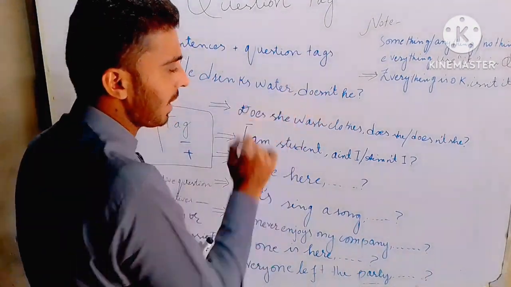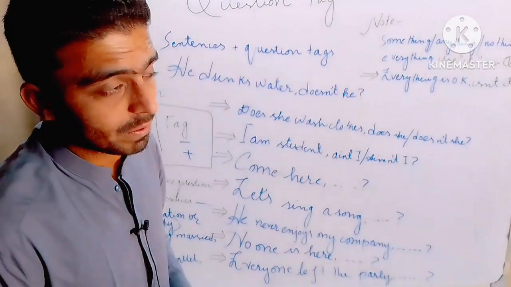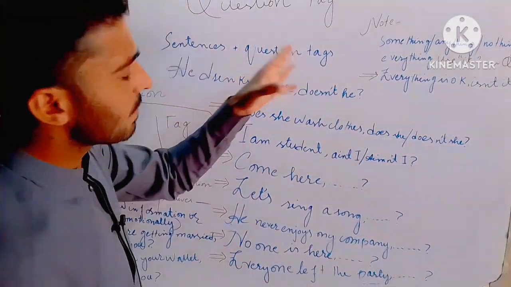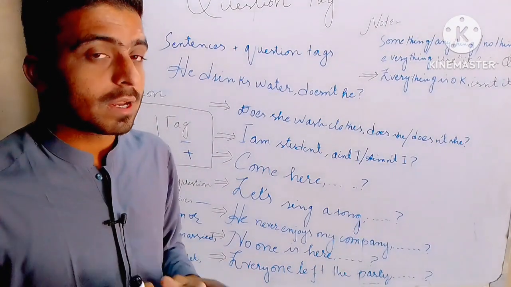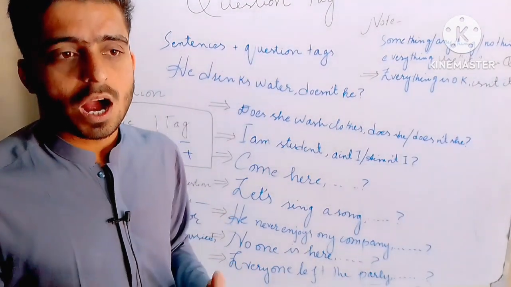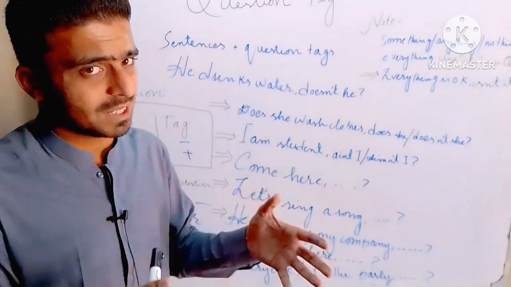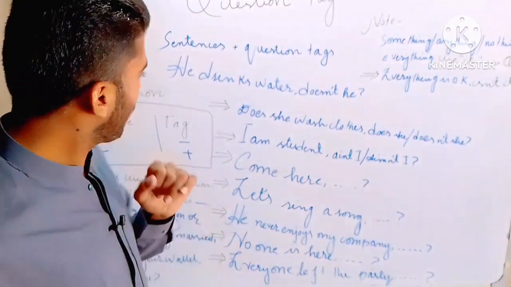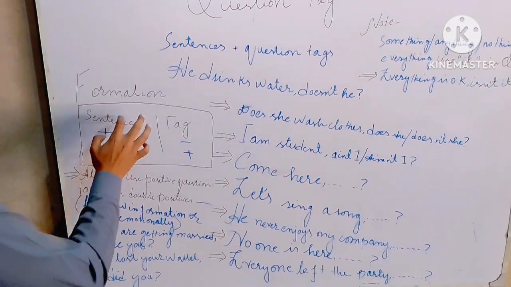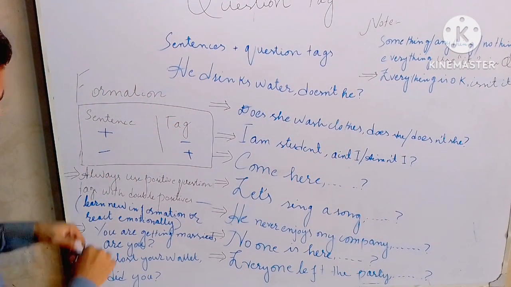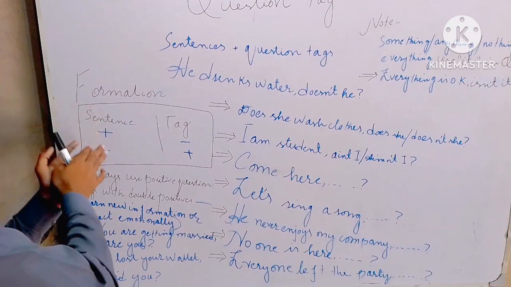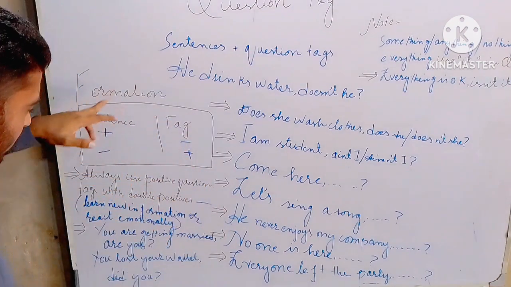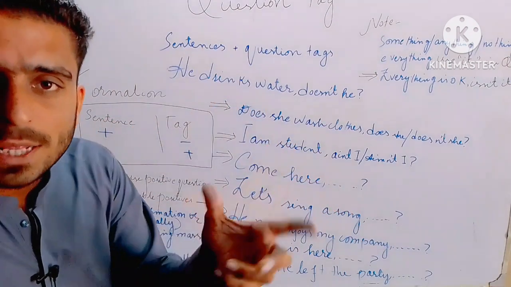After that, we have to use the tag. We are going to make the question from that. He drinks water, doesn't he? Doesn't he is the question. So that is clear: sentence plus question tag. After that, there is another structure. How can we form the question tags of the sentences? How are the question tags formed for assertive and negative sentences? Here I have written that the formation is a sentence and a tag. If the sentence is positive, you have to use a negative tag. If the sentence is negative, you have to use a positive tag.